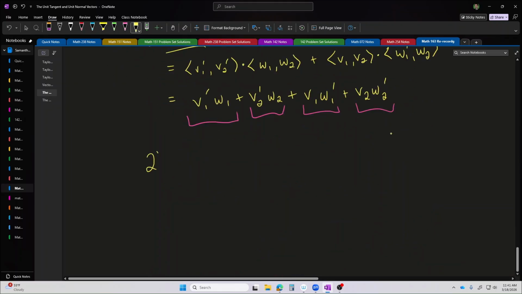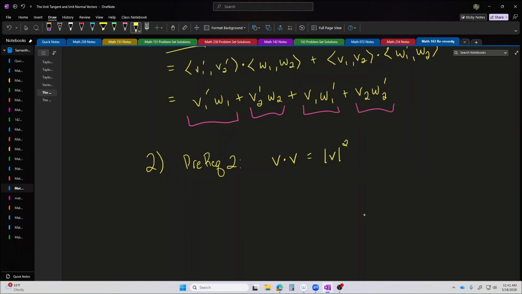The second result that I need to prove to you before I can explain why the normal vector is perpendicular to the tangent vector is another property that relates the dot product of a vector to its length. Specifically, when you dot a vector with itself, the result is equivalent to if you take the length of that vector and then square the vector's length.